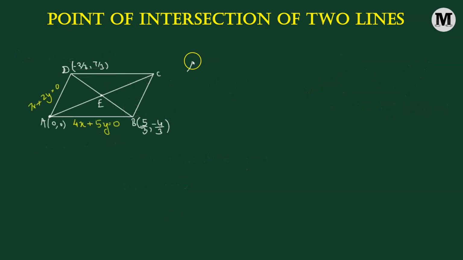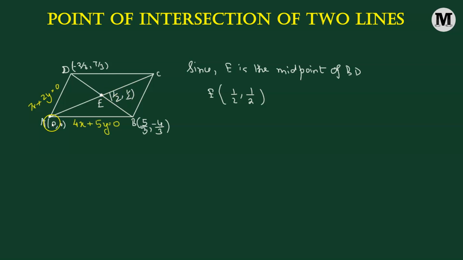Now we can find the coordinates of point E, because E is the midpoint of the line segment BD. We take the sum of the x coordinates and divide it by 2, which gives us 1/2. Then we take the sum of the y coordinates, 7/3 added to negative 4/3, and divide by 2, which gives us 1/2 as well. So the coordinates of point E are (1/2, 1/2). Now we are ready to find the equation of the diagonal.